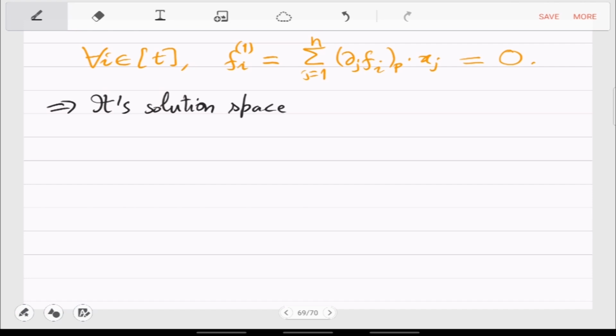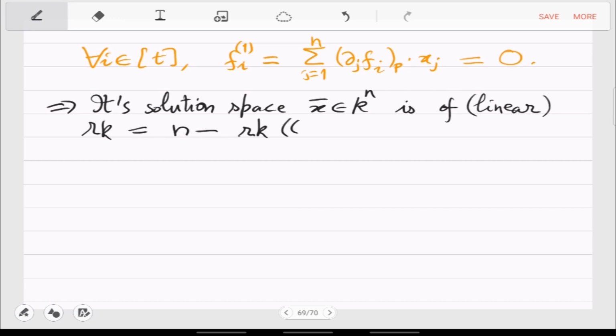So the solution space x bar in k to the n is of linear rank equal to n minus the rank of this matrix, the defining matrix of the linear system. Is that clear? Right, and the solution space is exactly the definition of tangent space. So you have that the rank of TXP plus the rank of this matrix has to be equal to the ambient space dimension.